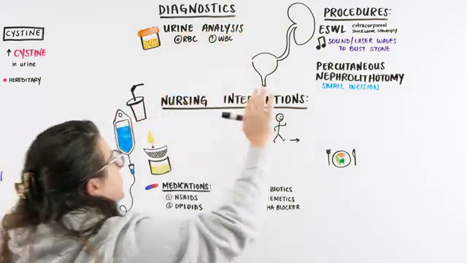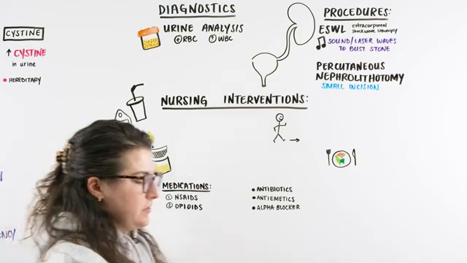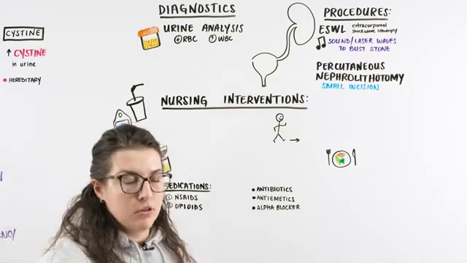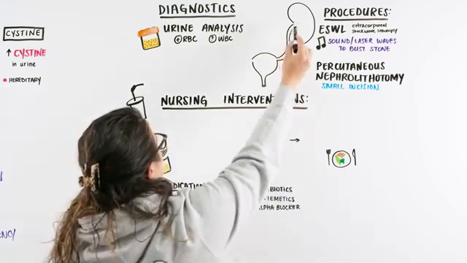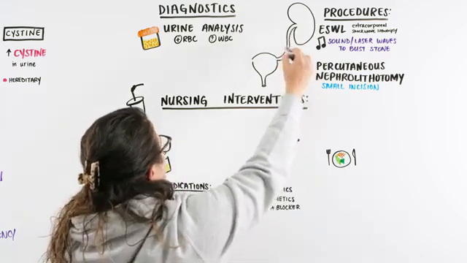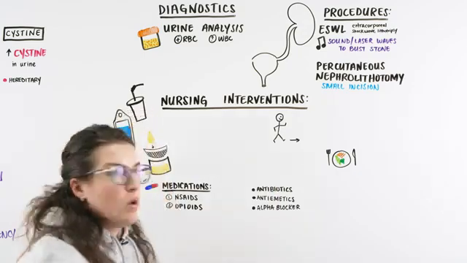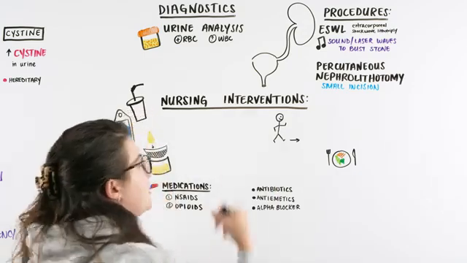Then we're going to get an image. Why do we get an image? A couple different reasons. Can we verify that there's a stone? Great. We're going to find out where the stone is. Is it somewhere lodged at the top of the ureter? Is it down at the junction at the bottom? Is it somewhere along the middle? And then what is the size of this stone? So we can get a couple different imaging.